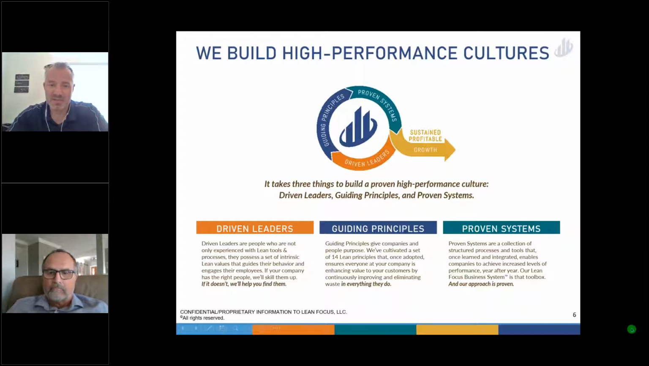And a big piece of what we're going to talk about today is the innovation subsystem that exists inside of the lean focused business system, which is just one example of the systems that I'm referring to here on this page. All of this should lead to a company that's able to demonstrate sustained profitable growth, which is the outcome that we all desire. Next.